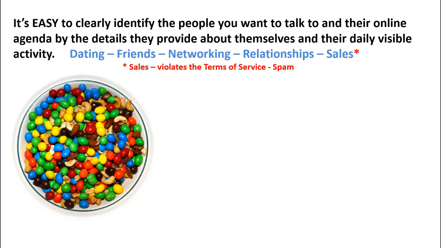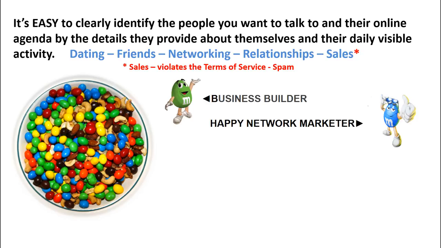It's easy to clearly identify the people you want to talk to and their online agenda by the details they provide about themselves and their daily visible activity. So how would you feel if you could scroll down a list of fitness instructors and be able to pick out the people who are looking for a business opportunity? How would you feel if you could scroll down a list of personal trainers and pick out the ones that are eagerly engaged in a network marketing company? Scroll down a list of school teachers and pick out the customers.